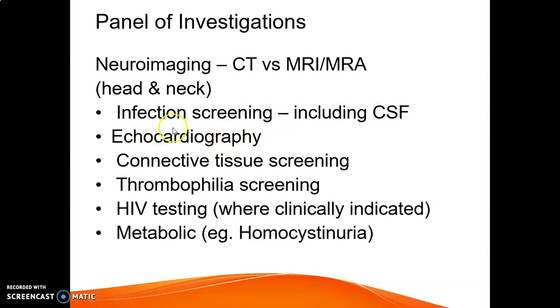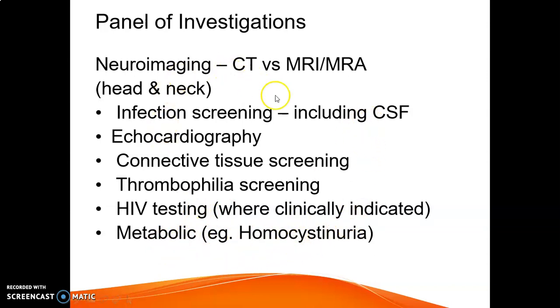Echocardiography to understand the health of the heart. Connective tissue screening has to be done to see if any risk factor diseases are leading to vascular conditions, vascular disease. Doppler studies may also be done in this case. Thrombophilia screening for any kind of thrombotic disease. HIV testing, basically to know the immunity level of the child, or to see whether congenitally the child has acquired hepatitis virus from the parents, or metabolic disease such as homocystinuria.